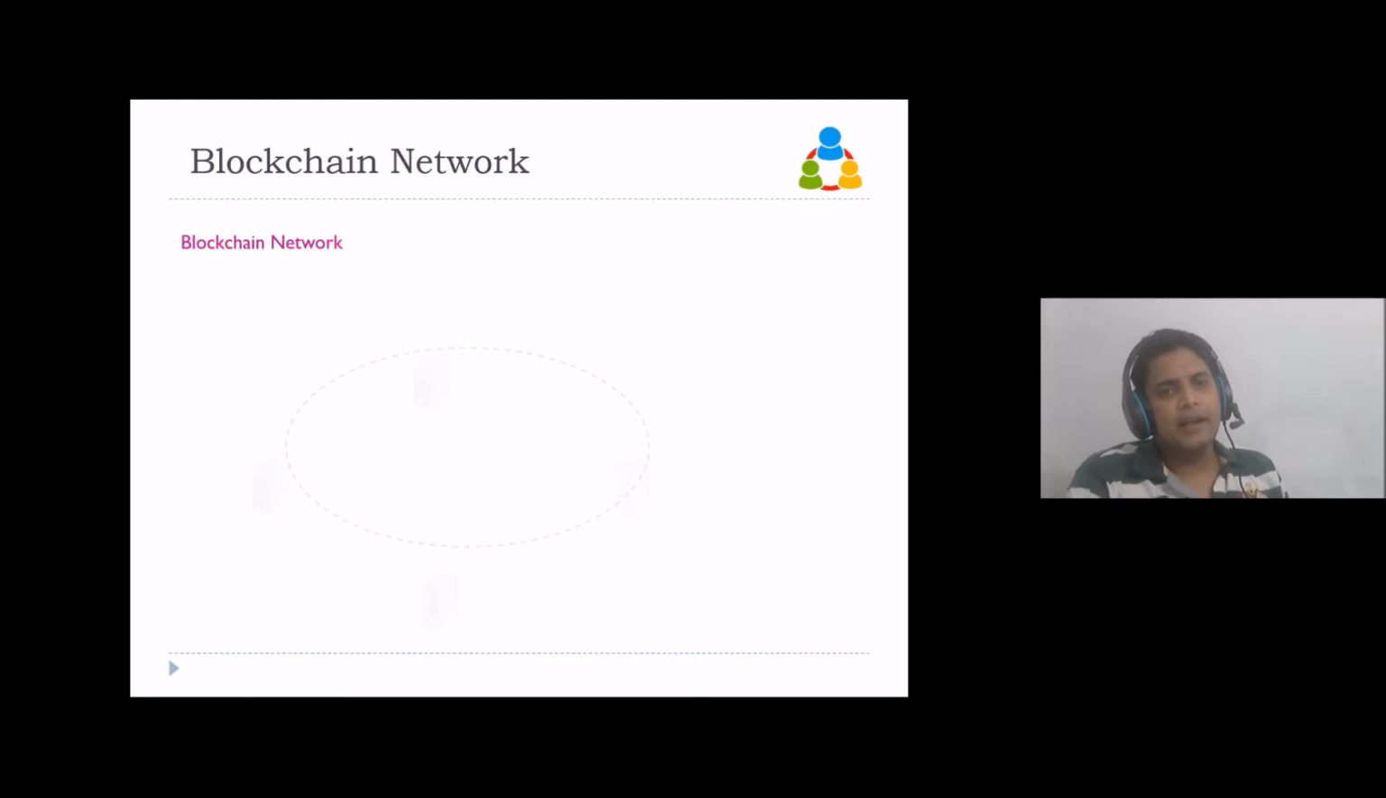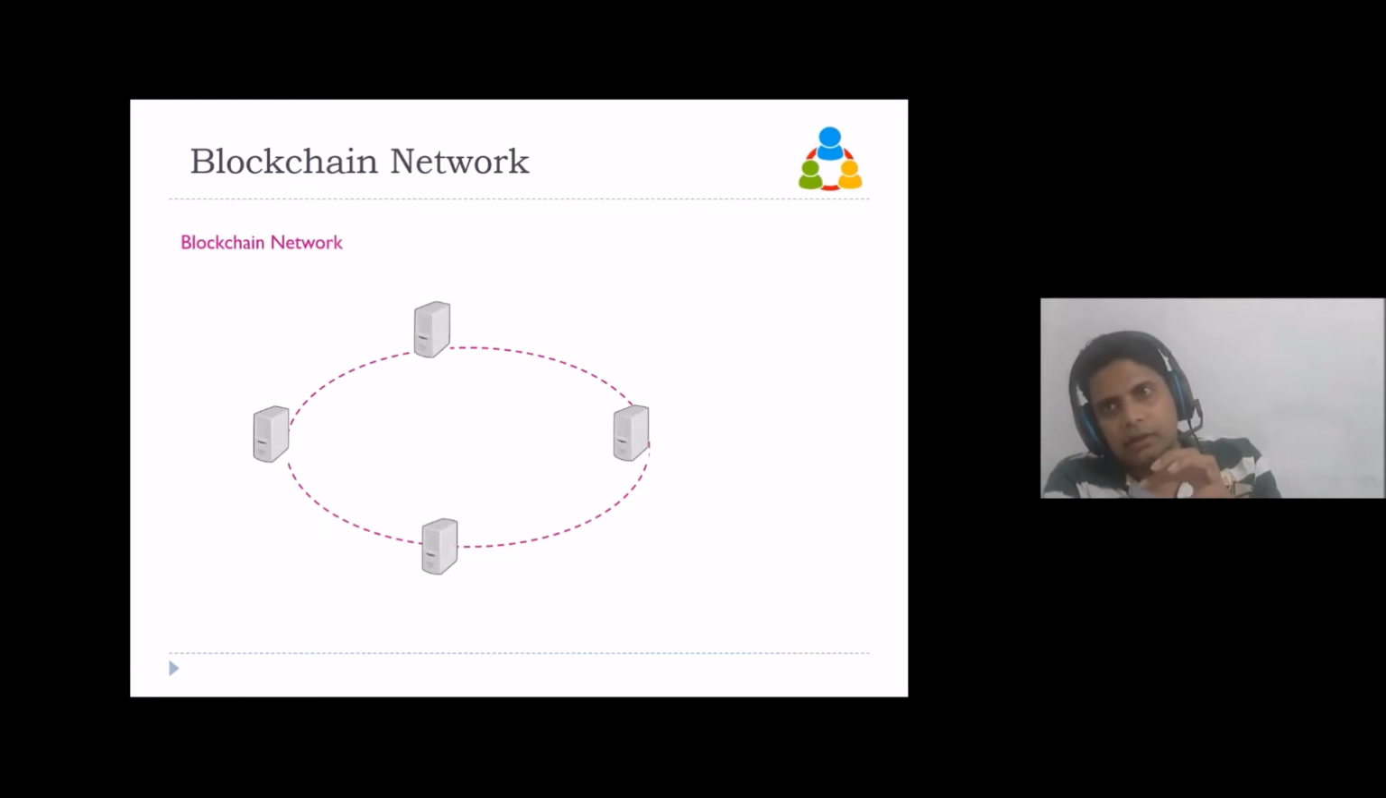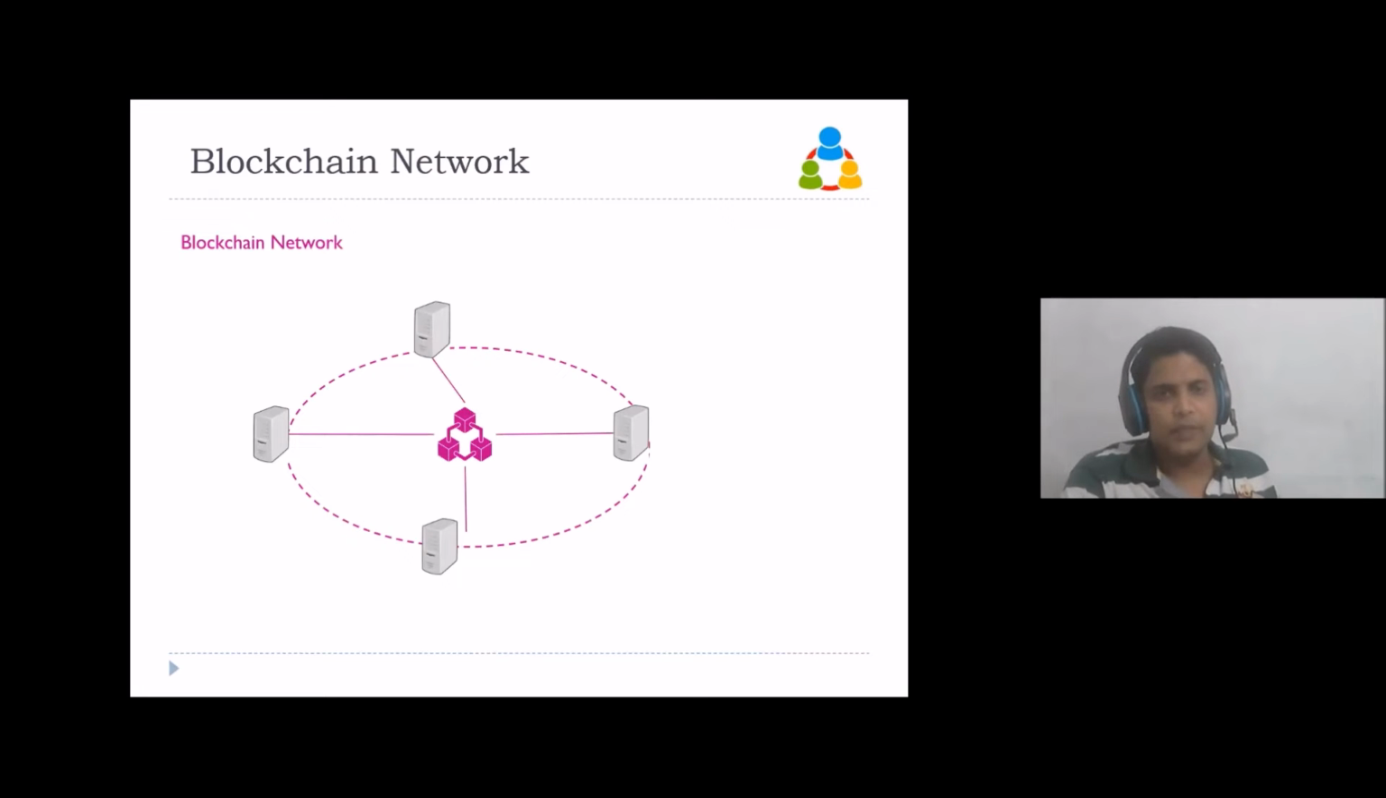To show a small diagram, I have depicted 4 computers which are all connected to each other, which means all the computers in this network are connected to each other, and they can send information or data to each other. And everybody will have a set of information which will be identical to the data which the other computers have.